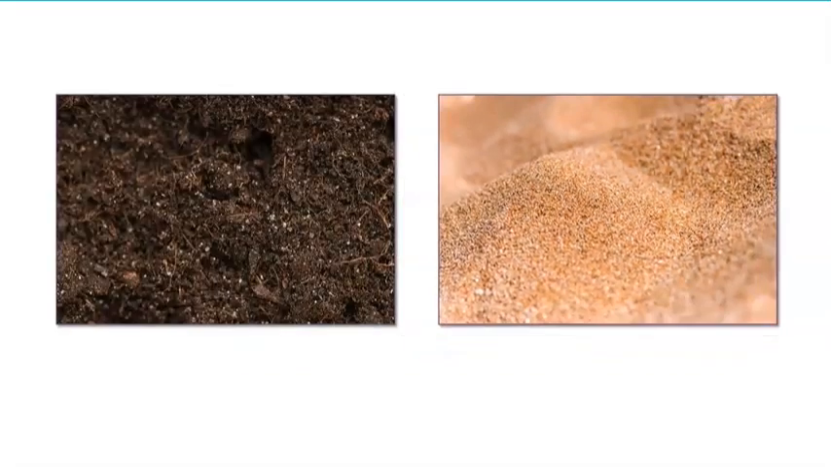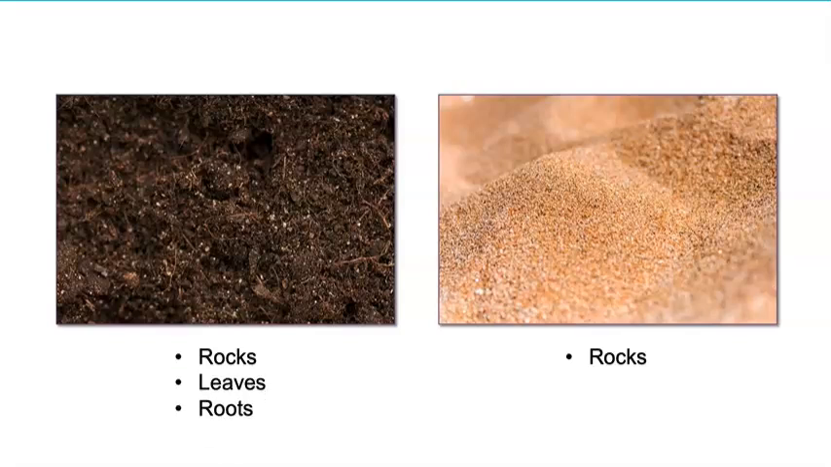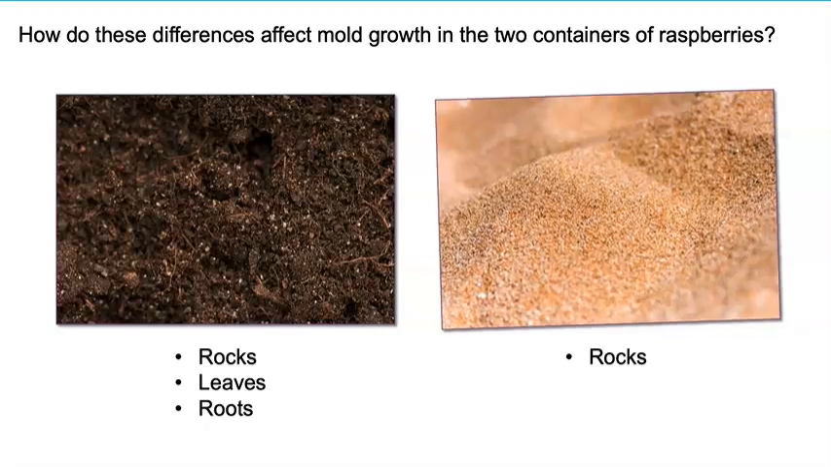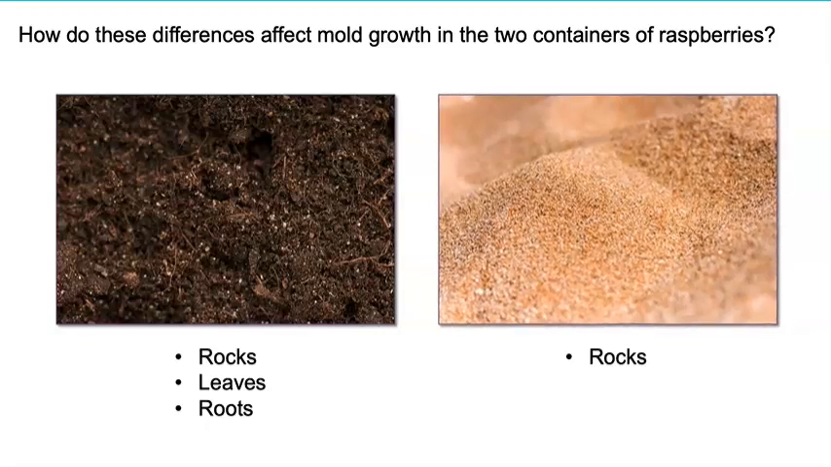Let's compare these two materials. I noticed both soil and sand are made of tiny bits of matter and have rocks in them. But the soil seems different from the sand. The soil has some bits of leaves and roots in it. How do these differences affect the mold growth we saw in the two containers of raspberries? Maybe the differences result from the way each material forms. Sand is formed by weathering and erosion of rock.